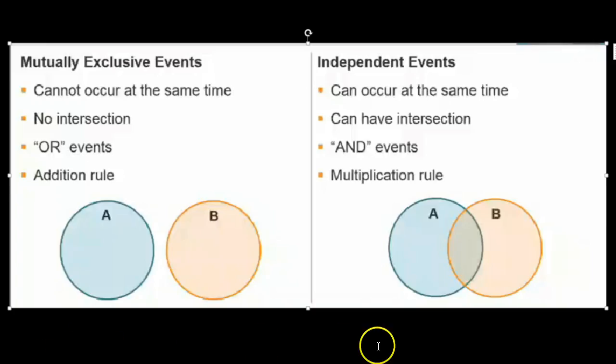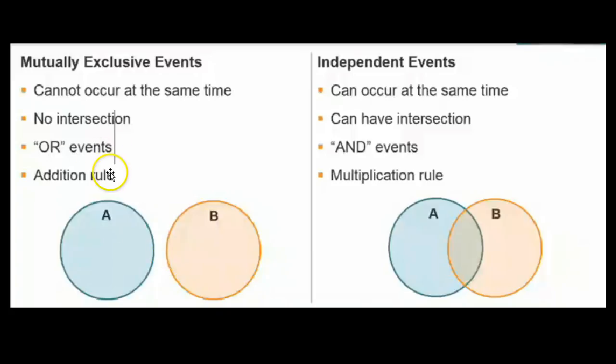This lesson is about independent and mutually exclusive events. Here are some notes that you should write down right from the start and refer back to later. Mutually exclusive events. These are events that cannot occur at the same time. You can tell from the Venn diagram.